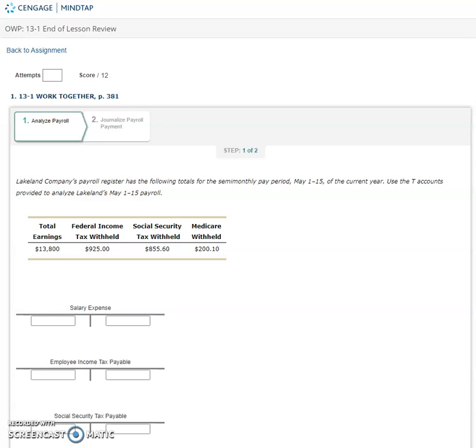This video is to go over 13.1 Work Together. We have two steps. In the first step, it says Lakeland Company's payroll register has the following totals for the semi-monthly pay period, May 1st through the 15th of the current year. Use the T accounts provided to analyze Lakeland's May 1st through the 15th payroll.